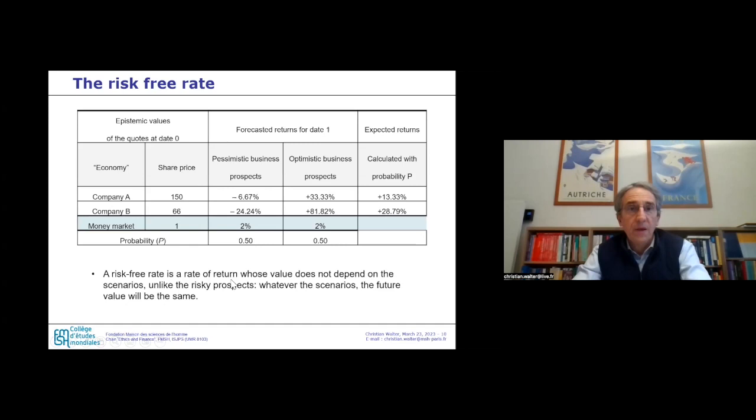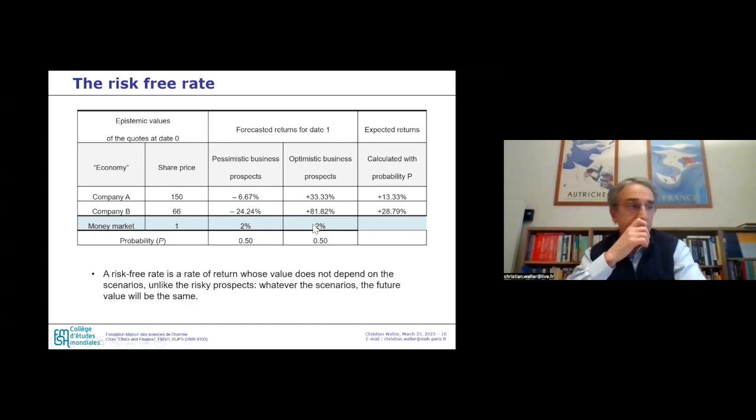I suppose there is also what is called a risk-free rate. A risk-free rate is just a rate of return whose value does not depend on the scenarios, unlike the risky prospects. That means that whatever the scenarios, the future value will be the same. With the money market, the share price is in this case one, and whatever the scenario, pessimistic prospect or optimistic prospect, the return will be the same, 2%. It's possible to compare here the returns of the company with the two prospects, pessimistic and optimistic, and we can see the difference. But in the case of the risk-free rate, it's precisely risk-free, meaning that there is no risk in this return.